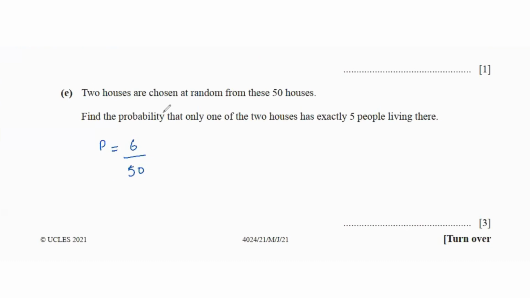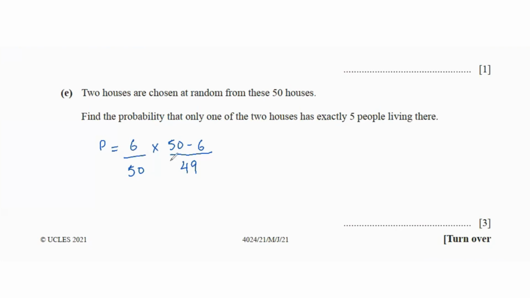Now this is for exactly 5 people living in a house. Since only one house is going to have 5 people, that means the other house would be 50 minus 6 over 49. Why 50 minus 6? Because 6 houses are already gone because that's where 5 people live. So the other house is not going to have those 5 people. So 50 minus 6, that leaves us with 44 houses.